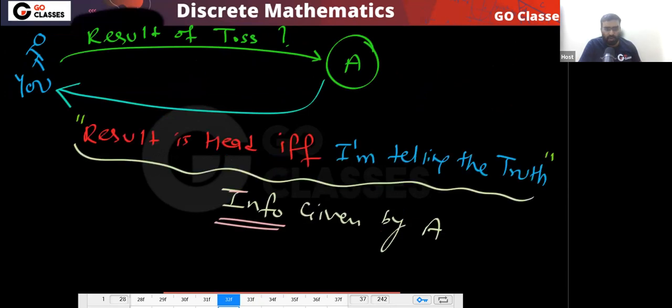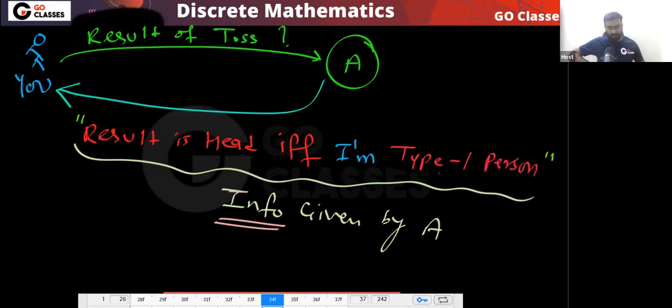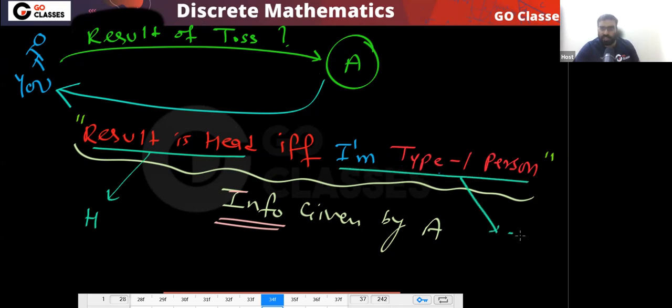So now what can you do? Now you can replace this, I am telling the truth, with I am type one person. Understood so far? Now let's call this, the result is heads, H. I am type one person, let's call this T1. Let's call this H. So this is the idea.